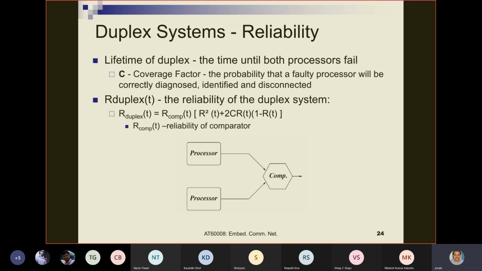So what is the reliability of a duplex system? The reliability of a duplex system is given by the reliability of the comparator times this. What is this? The probability that both processors or both modules are working correctly, and the probability that one of the modules is working incorrectly, but the C in this tells me the probability that a faulty processor will be correctly diagnosed, identified, and disconnected. Any questions here with respect to R duplex? Then we will be moving to Byzantine failures.